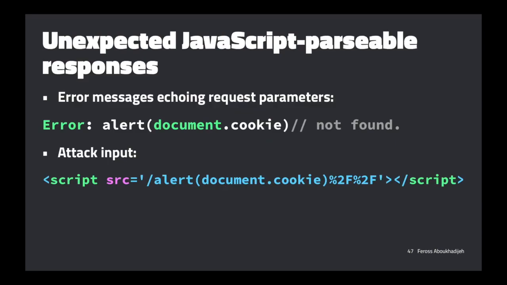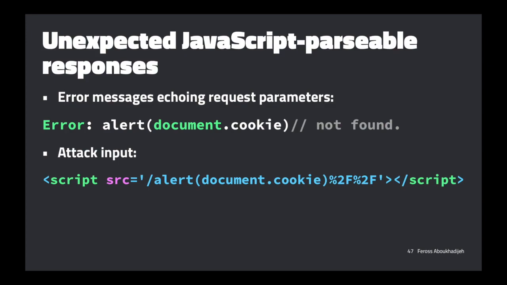Okay. And then here's another one. This is a really wild one. So say that you have an endpoint on your server which returns an error. It says error: and then in this case, this is supposed to be like a URL and then not found, like it's a 404 page.